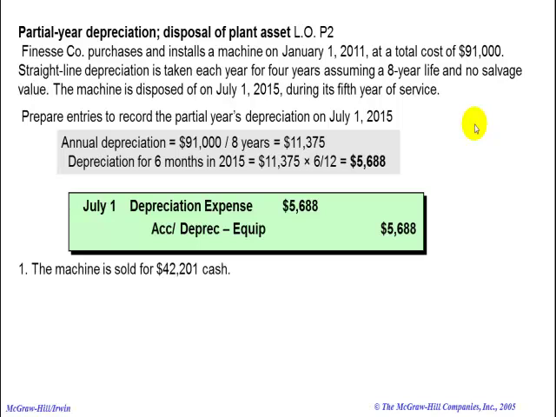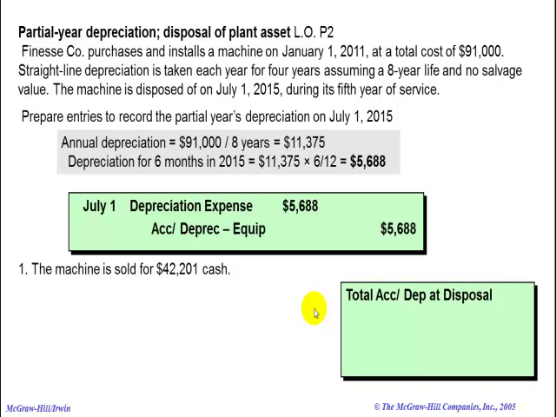If the machine is sold for $42,201 cash, we've got to figure out how this cash relates to the book value of the machine. If we got more money than the book value was, then we have a gain. If we have less than the book value, we have a loss. And if we have the same as the book value, we don't have any gain or loss.